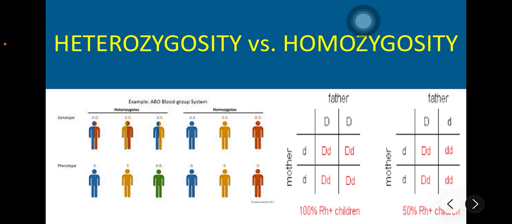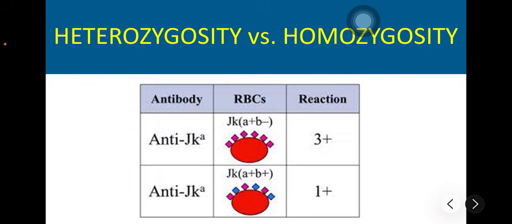Let me give you an example: the big A antigen, and then the O, and then the BO, and then the AB. Okay. So let's further differentiate heterozygosity and homozygosity, because these terms are very important in blood group antigen determination.